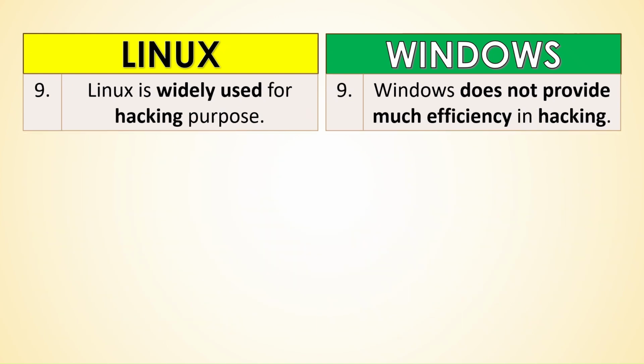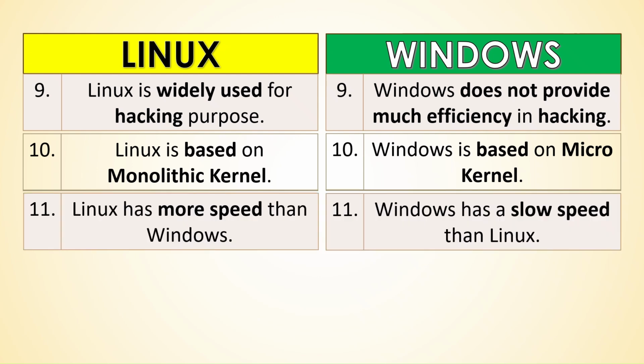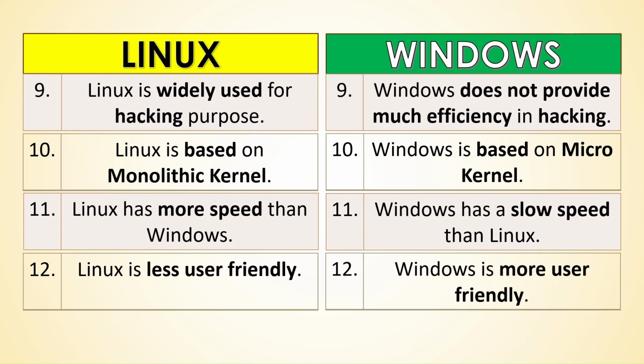Linux is widely used for hacking purposes. Windows does not provide much efficiency in hacking. Linux is based on monolithic kernel. Windows is based on microkernel. Linux has more speed than Windows. Windows has a slower speed than Linux. Linux is less user-friendly. Windows is more user-friendly.